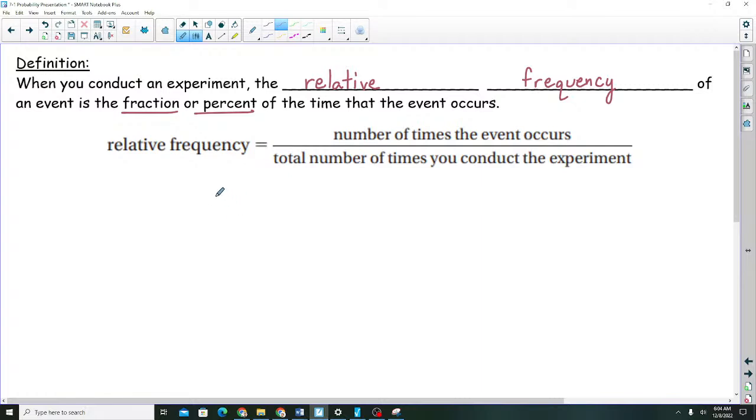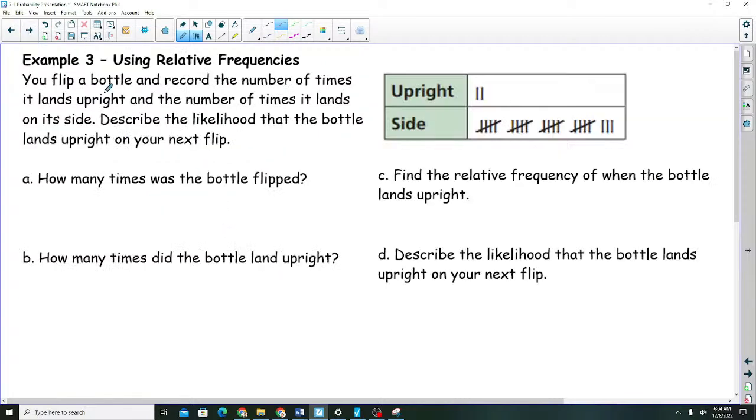By the way, I might abbreviate this from time to time as rel freq. So RELFREQ. So just want to make sure that you know that. All right, you flip a bottle and record the number of times it lands upright and the number of times it lands on its side. Describe the likelihood that the bottle lands upright on your next flip.